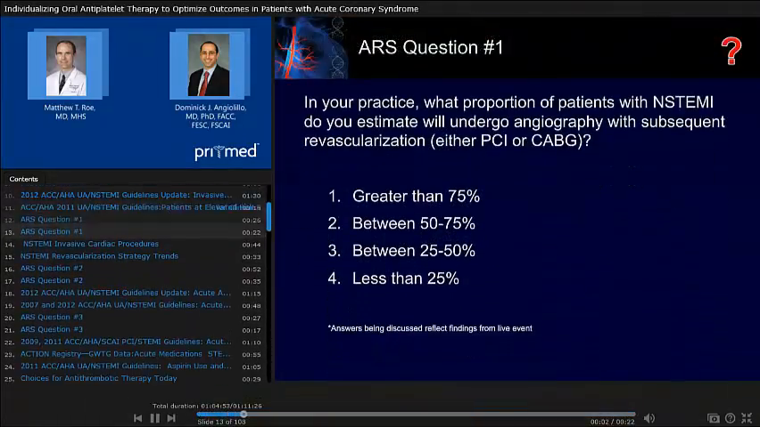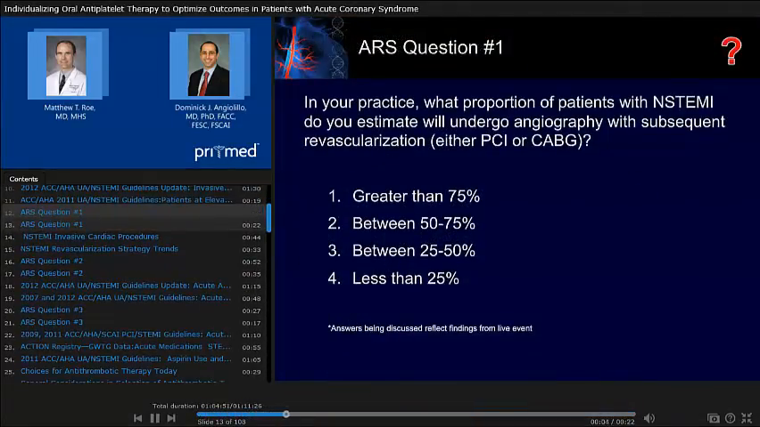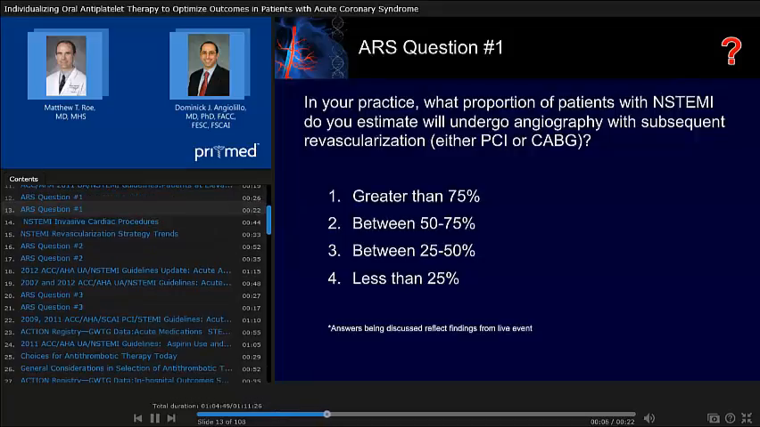Okay, so it's a fairly even distribution. So most would estimate, at least 2/3 would estimate that more than 50% of their patients will undergo revascularization. The other group is below 50%, but it's fairly evenly distributed across the 4 answers to this question. So that's, I think, by itself an interesting finding.